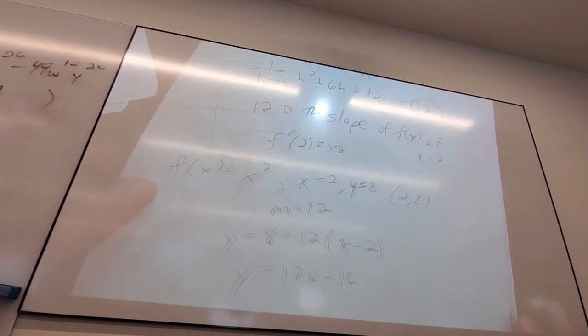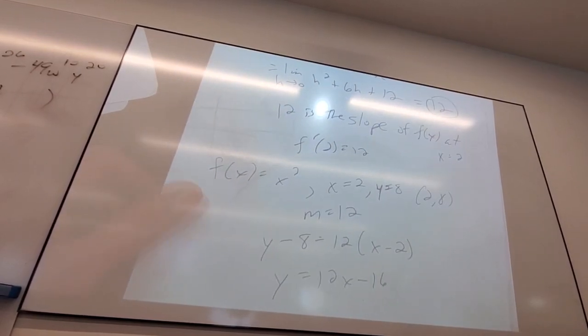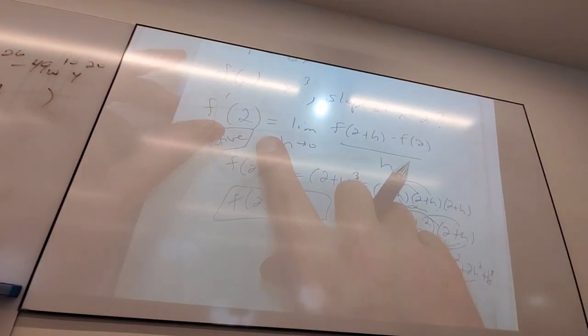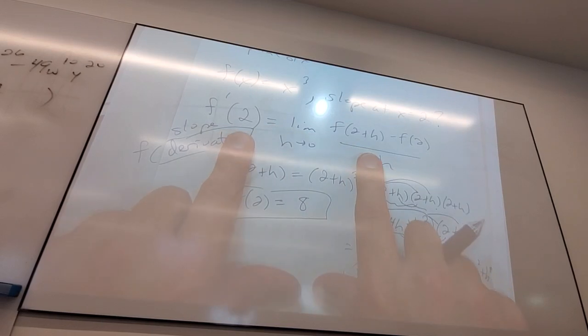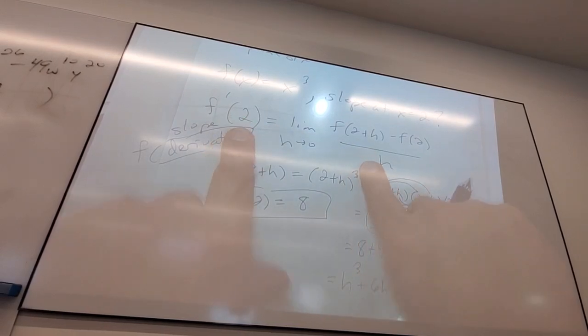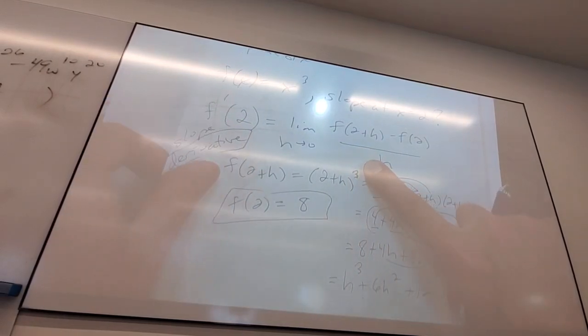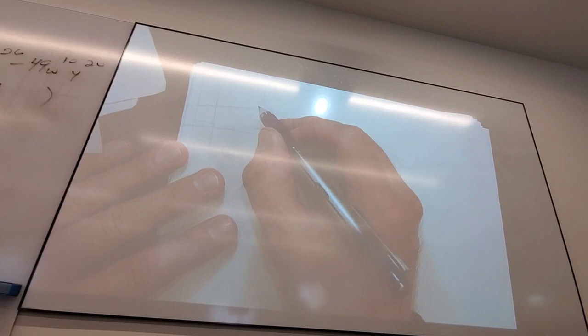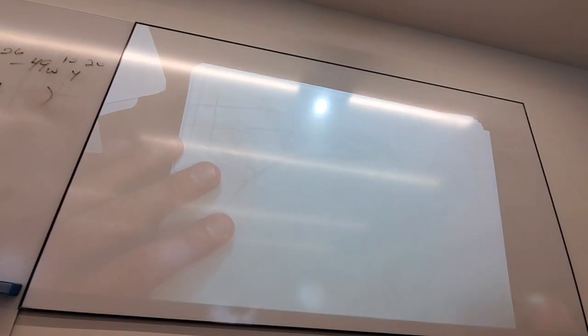Alright, so I want to go back. If I want to find the slope at a specific input, I can do this. That's section 2.7. Section 2.8 says this. I want to know, oh boy, I haven't given you a break yet.